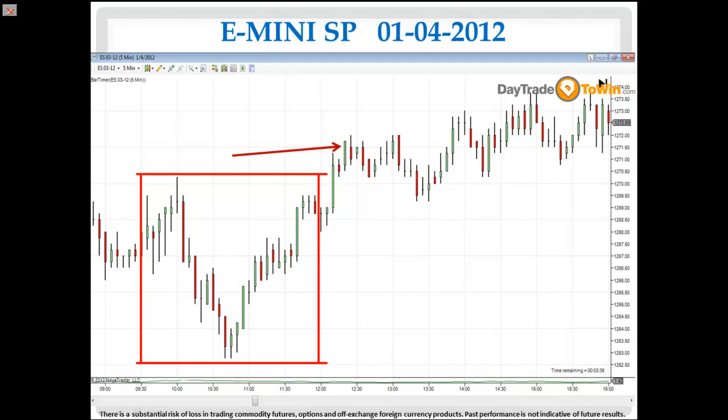Mario, is the area before the box the pre-market? It is. The area before the box is prior to 9:30, correct. So I'm looking at when the market opens at 9:30 to 12 o'clock, 2.5 hours later, or from 3 o'clock London open to 5:30. That is my first 2.5 hours of the session. Okay.